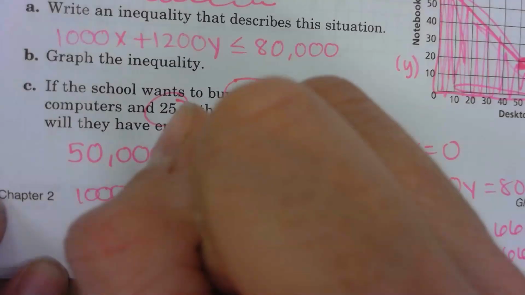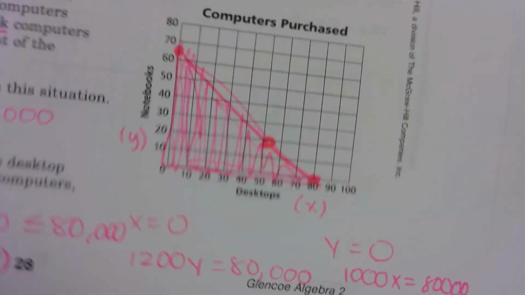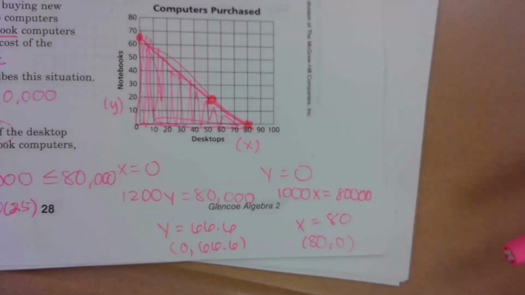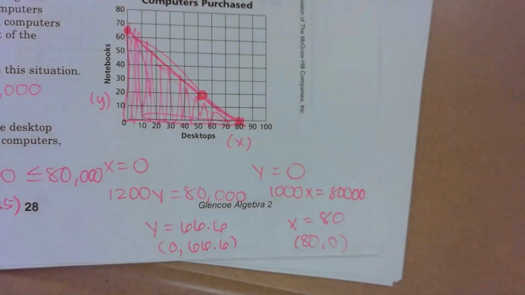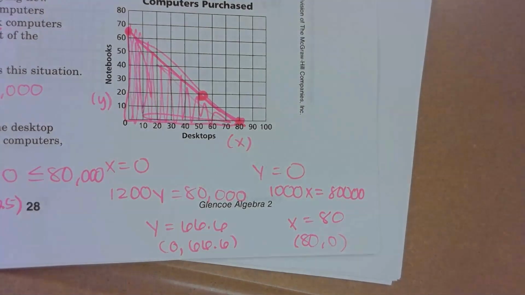Wait, can you go over that? How do you graph it again, real quick? So you plot your x and y intercepts, and you find those by plugging in 0 for the opposite variable. So if you wanted to find the x-intercept, you plug in y equals 0. Oh, you just divide 80,000 by the coefficient. Okay. Understand.